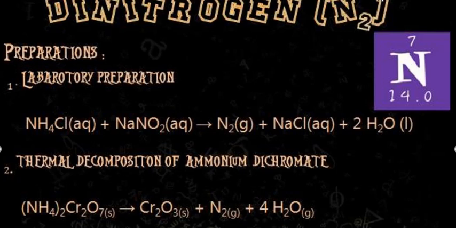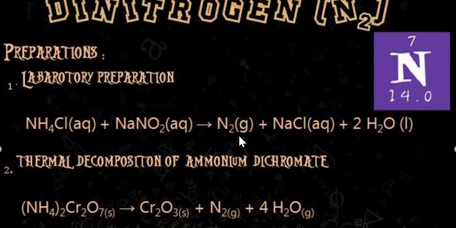And the laboratory preparation of dinitrogen: it can be prepared by treating an aqueous solution of ammonium chloride with sodium nitrite. The reaction is that ammonium chloride plus sodium nitrite gives nitrogen gas.